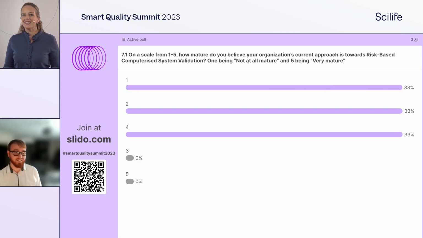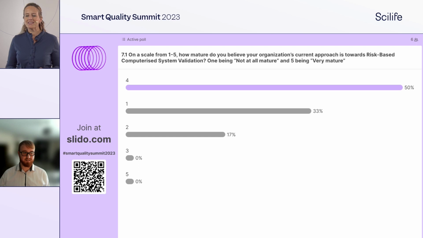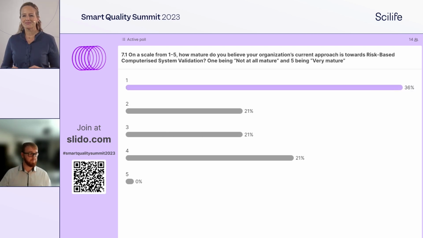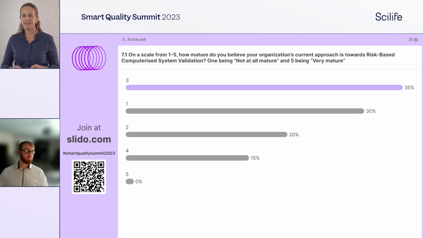That's interesting. Well, we'll have to wait because the votes are still coming in, but quite a diversity now. So 5 is very mature and 1 is not at all mature. We're jumping between either end of the spectrum there, aren't we? Yeah, indeed.